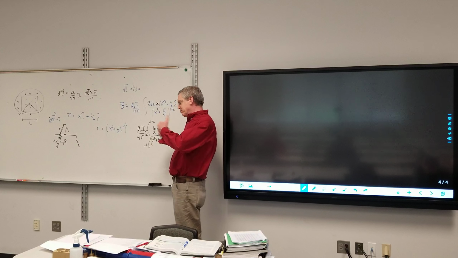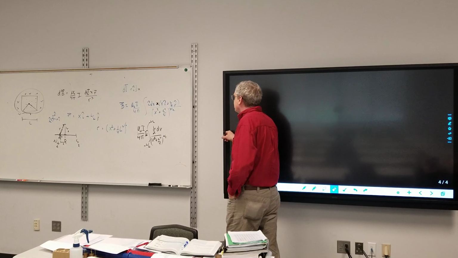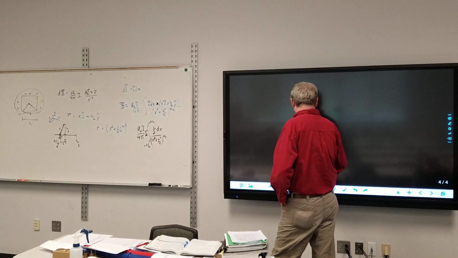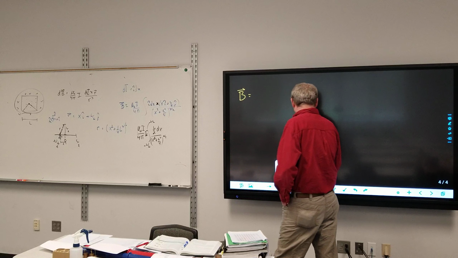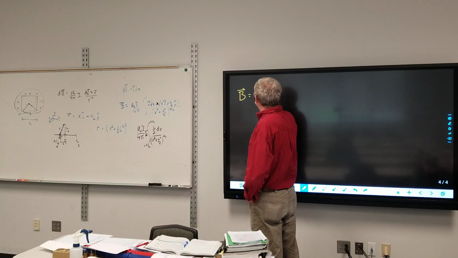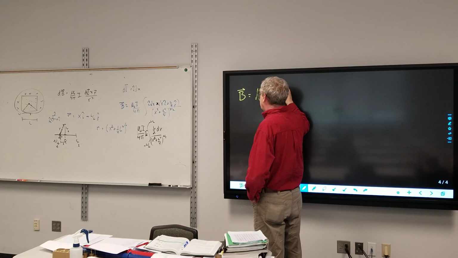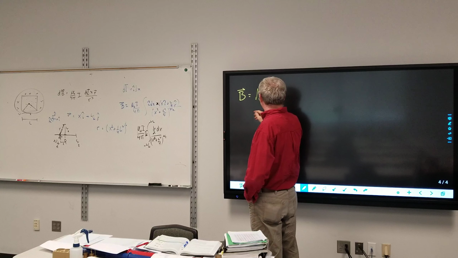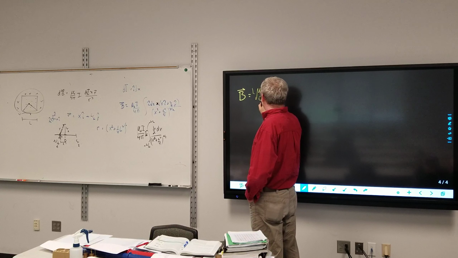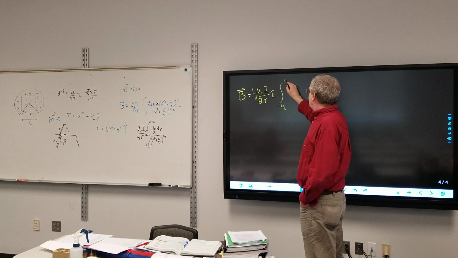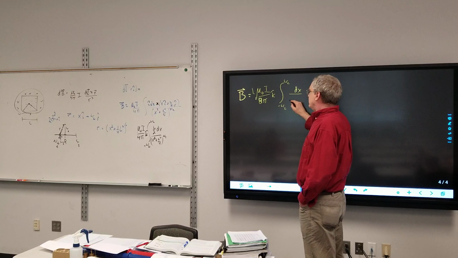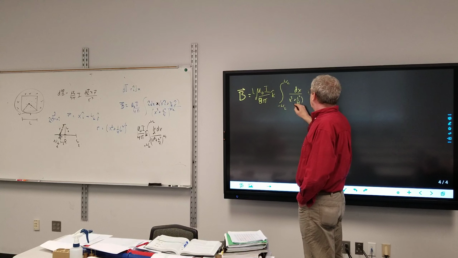I've got a couple more constants I can pop right out, so let's go ahead and pull those out. So I have my magnetic field is equal to mu naught times the current over 4 pi in the k hat direction. Integral, bring the L over 2 out, so this becomes L on top and 8 on the bottom there, from negative L over 2 to L over 2 dx over x squared plus L squared over 4 to the 3 halves.